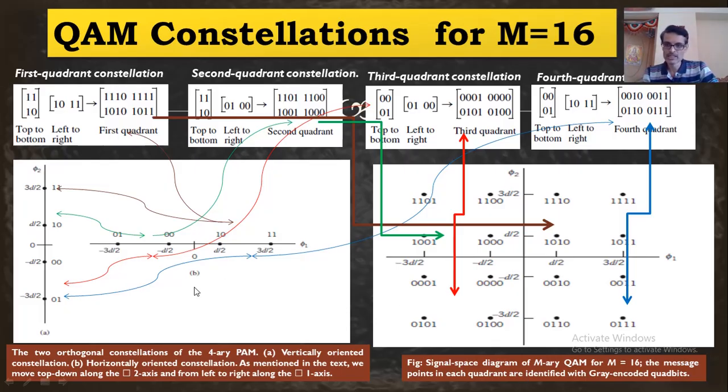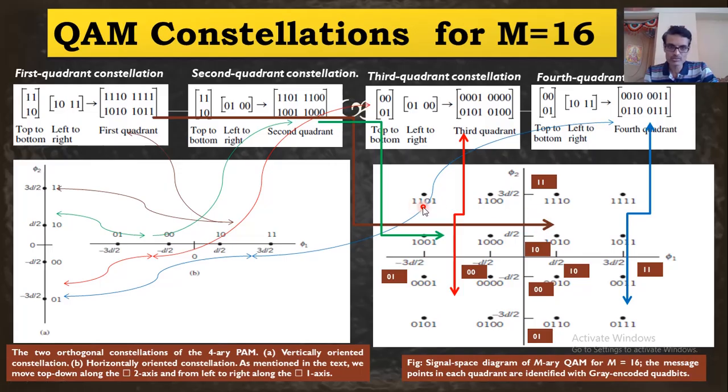Now just write these numbers 01, 00, 10, 11 on the x-axis. That's what I have done. Write these numbers 11, 10, 00 and 01 on the y-axis. Just go on writing this. We get 16 message points here. A square constellation diagram, not circular as in M-ary PSK. This is M-ary QAM. A square constellation diagram, what we have got, right?